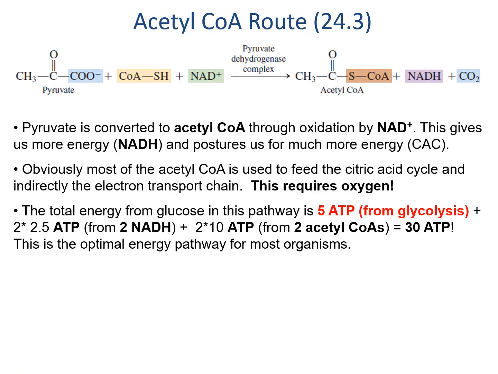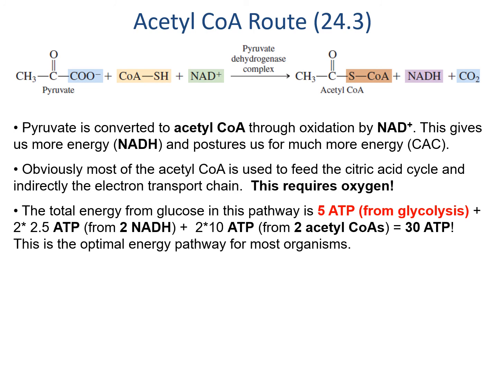The optimal route for pyruvate occurs in aerobic conditions. Pyruvate can be oxidized in the mitochondria to acetyl-CoA. The acetyl-CoA can then be used to make much more energy using the citric acid cycle and the electron transport chain. Each glucose will give us 2 pyruvates, so there also would be 2 NADHs produced by their oxidation to acetyl-CoA, and 2 acetyl-CoAs that can be metabolized in the citric acid cycle and the electron transport chain.